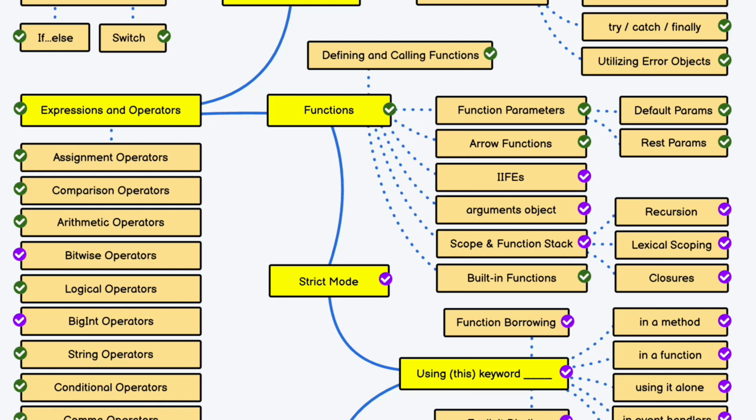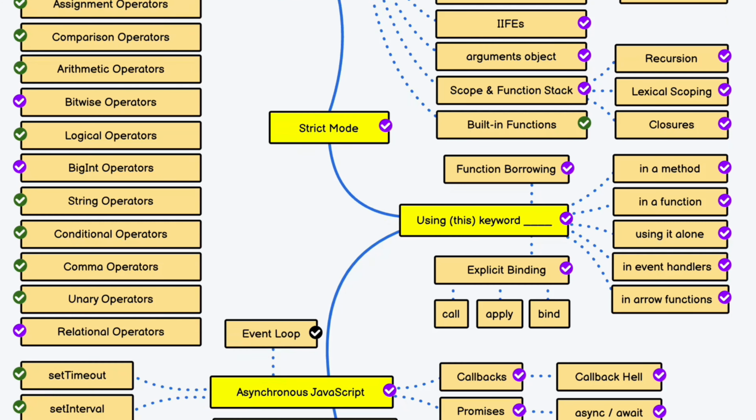So again, let me repeat that we have defining and calling function, we have function parameter, arrow function, we have IIFE function, which is not that important, we have arguments object, we have scope and function stack, we have built-in function. So these are the topics which you have to cover, and its subcategories as well. So that's the 10th. Now let's move to the 11th one, which is strict mode.